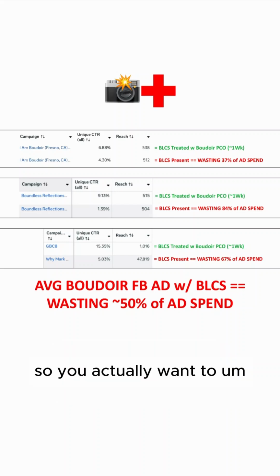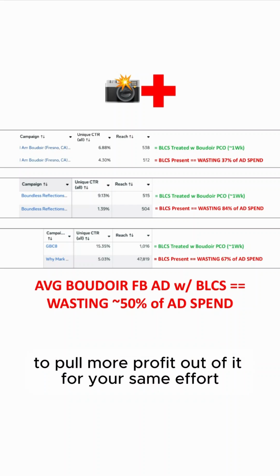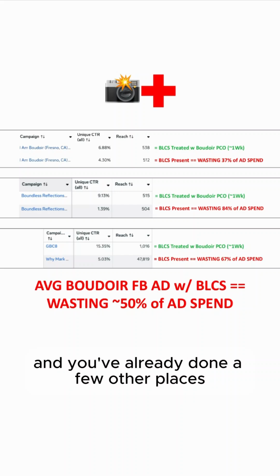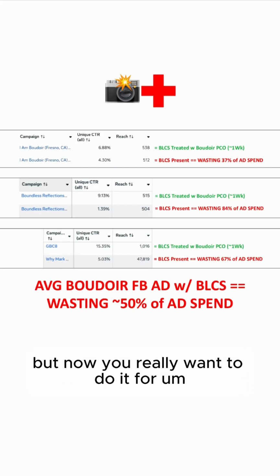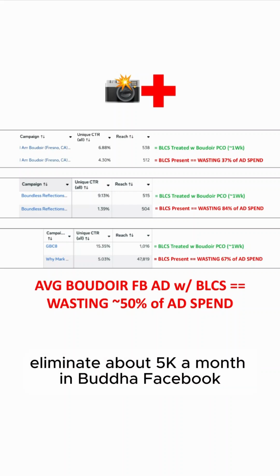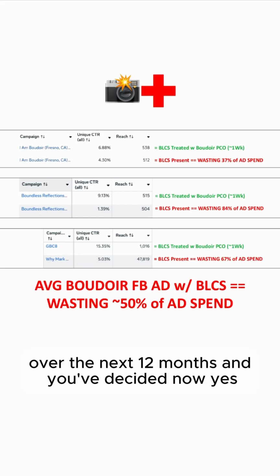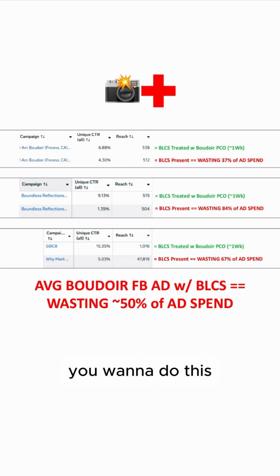So you're optimizing the business more to pull more profit out of it for the same effort. You've already done it in a few other places, but now you really want to do it for Boudoir Facebook ads: really plug the leaks, be as efficient as possible, and stop wasting all the money. You can probably eliminate about 5K a month in wasted Boudoir Facebook ad spend and keep that in your pocket, approximately 60K over the next 12 months. And you've decided now, yes, you want to do this.